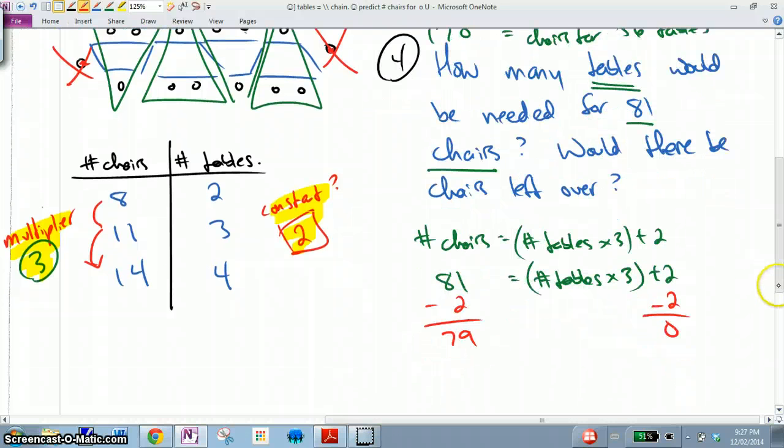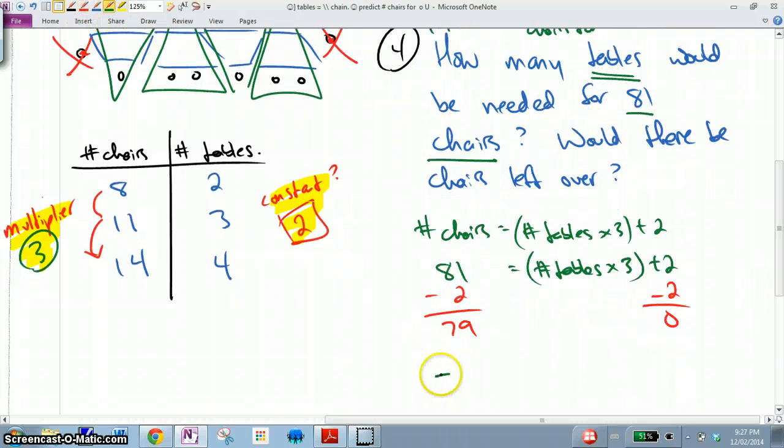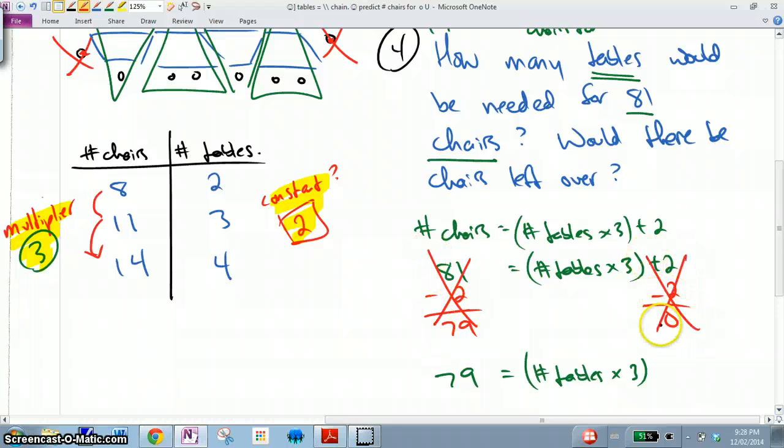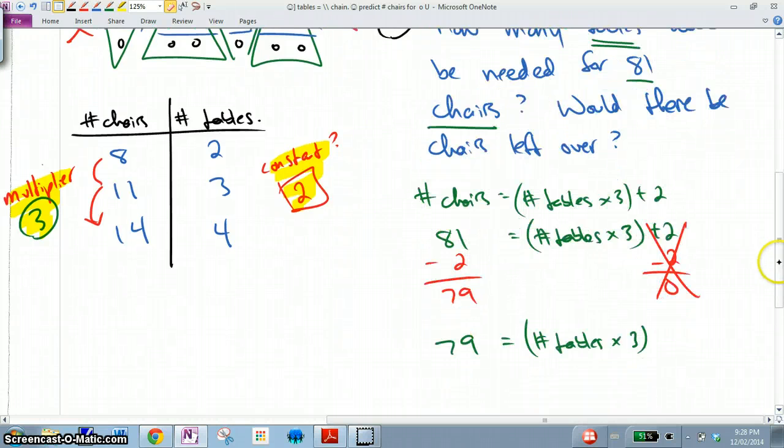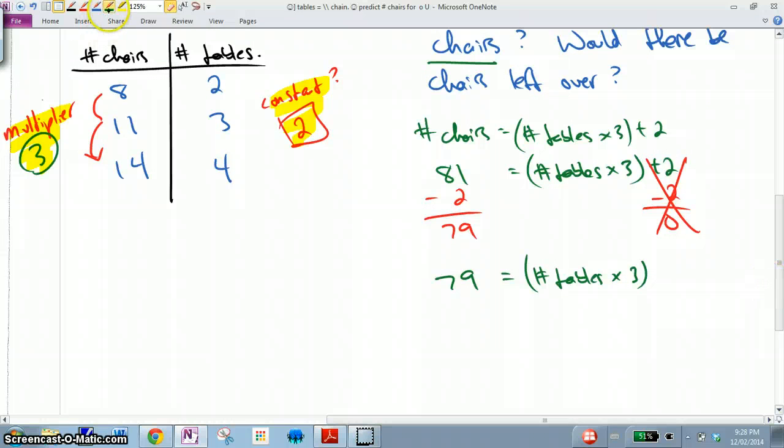And this is equation solving. We did this last year in math. So now we've got 79 chairs left, which is going to be our tables times the 3, right? Because each table had a group of 3 chairs around it. When we do this subtraction step, this cancels, and instead of 81, we're left with 79 chairs. Now we just have to take that 79 and break them into groups of 3, because every table is going to have 3 chairs around it. So we're taking our total chairs left, the 79, dividing by 3 now.